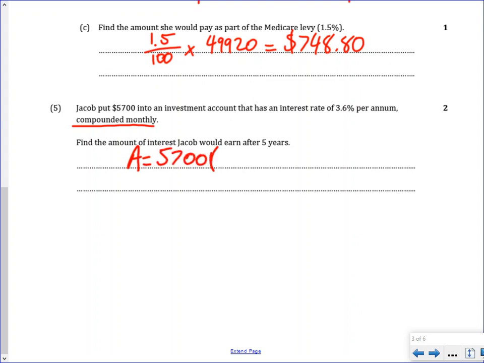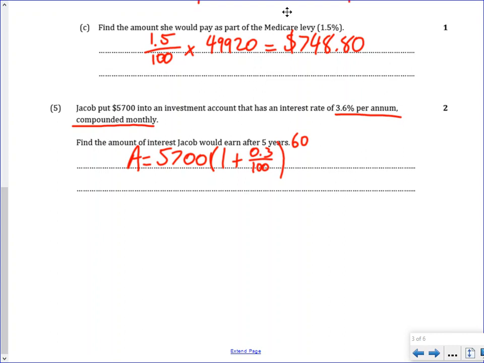$5,700 to the power 1 plus, we're going to do 3.6 divided by 12, which is 0.3. The reason why we're dividing it by 12 is because this is 3.6% per annum, but we're compounding monthly. So that's for the whole year. To find for a month, we're going to have to divide by 12, which is 0.3. And then here is going to be a power of 60. Because it's 5 years, but 5 years is 60 months. We just do 5 times 12.